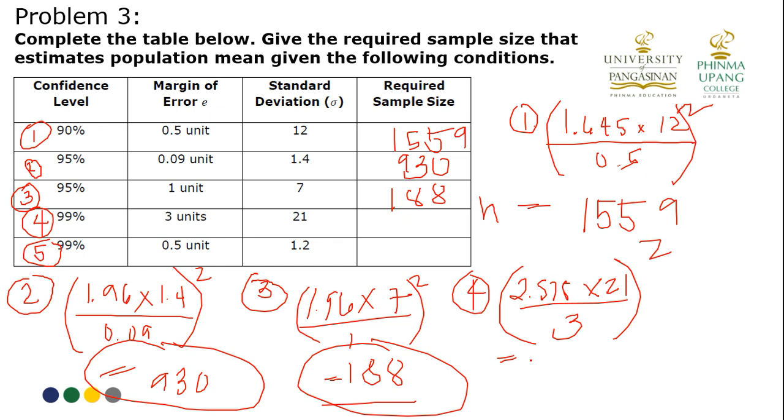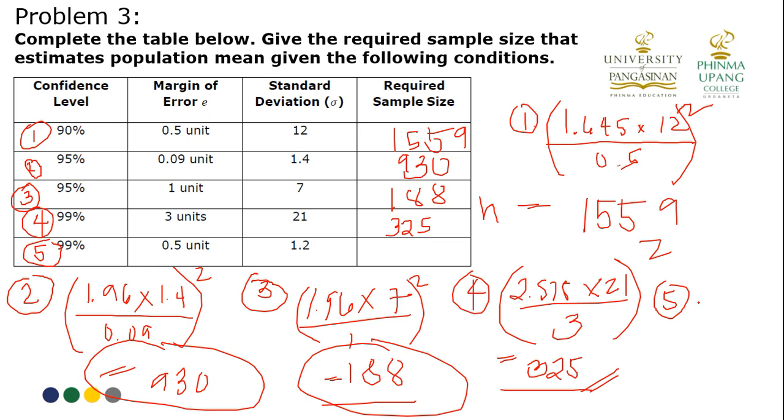What is the answer number 4? Please open your mic, Sir. 325 po. 325, final answer. Yes. 325. Please verify kung tama yung sagot ni Bon. Opo. Okay, number 5 naman.